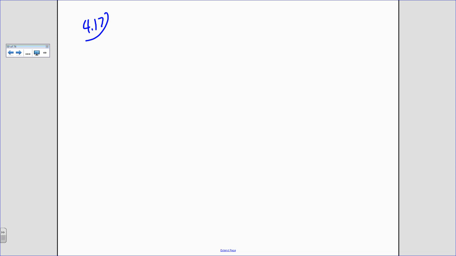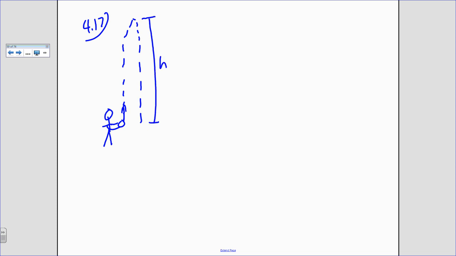So what I have is a guy or a lady, and he takes a rock and he throws it up in the air. It goes up in the air, and then it comes back down. And I want to know, what is this height that it goes up into the air?